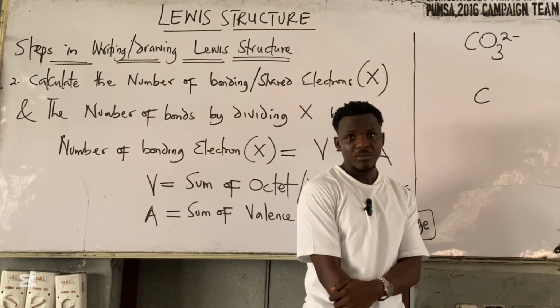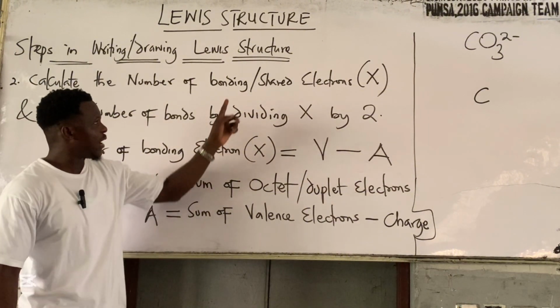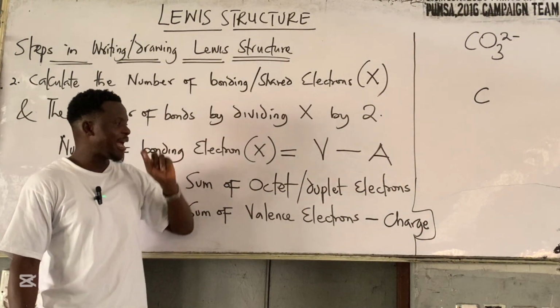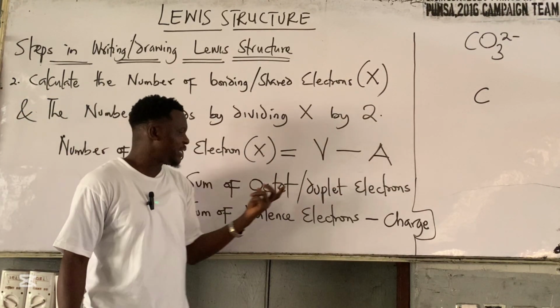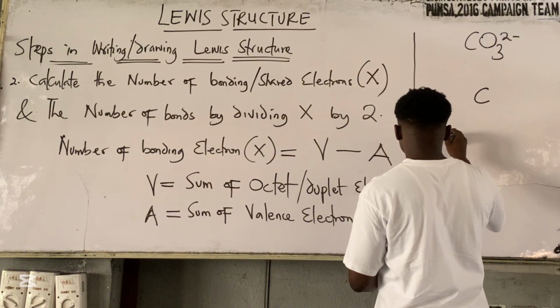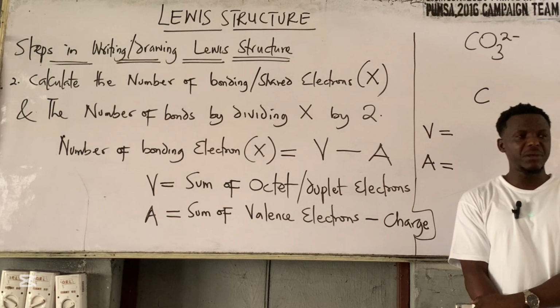Now, the number of bonds is calculated by first calculating the number of bonding or shared what? Electrons. And I gave us a formula for that: X equals V minus A. Now, what is our V? I'll come here and say V A. Please just pay attention and stop writing. V is a sum of the octets or duplex electrons.